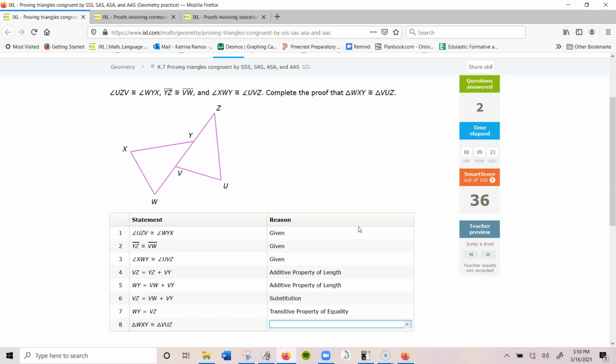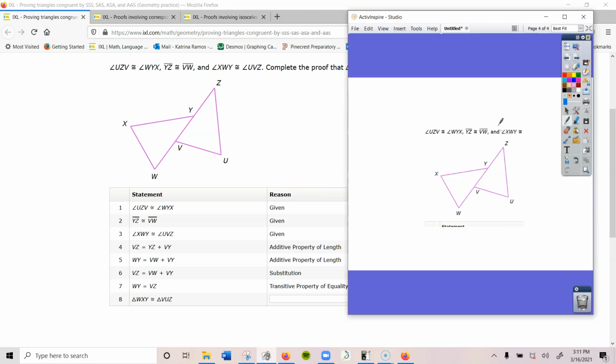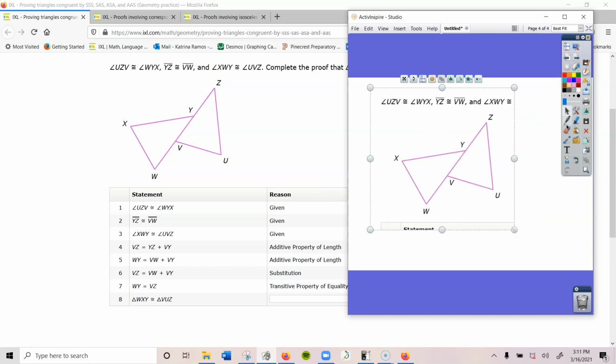Okay, let's try this one more time. Okay, so I have already copied that diagram here. Now, let's see what we have. We have that angle UZV is congruent to angle WYX, so this angle. We know that YZ is congruent to VW.